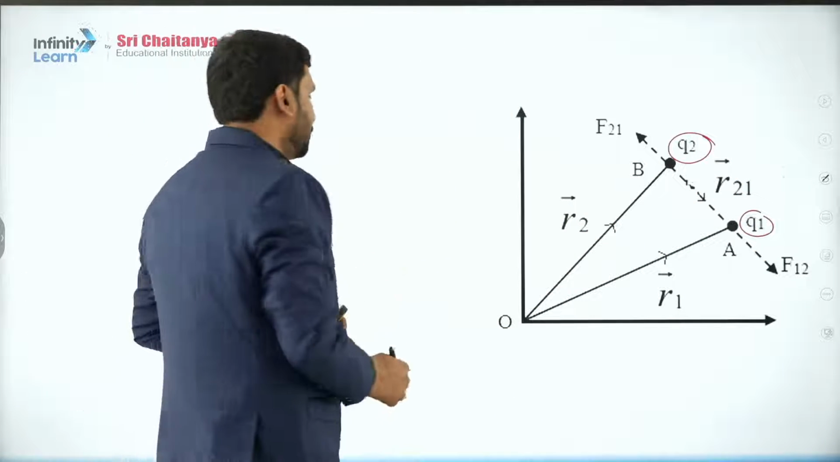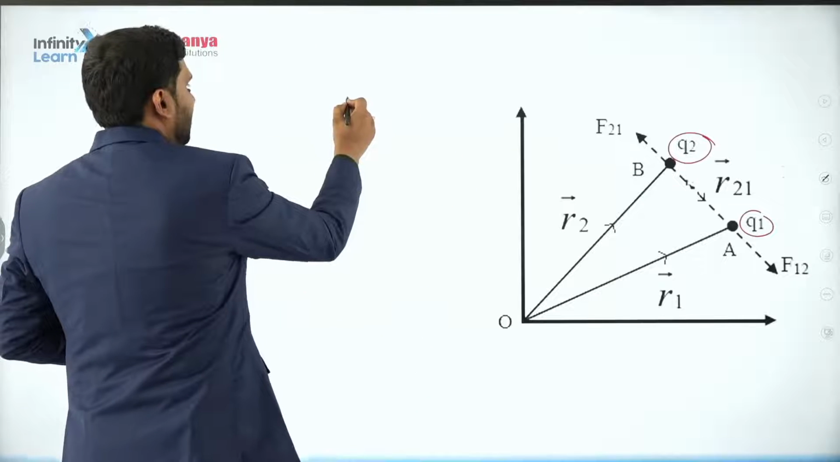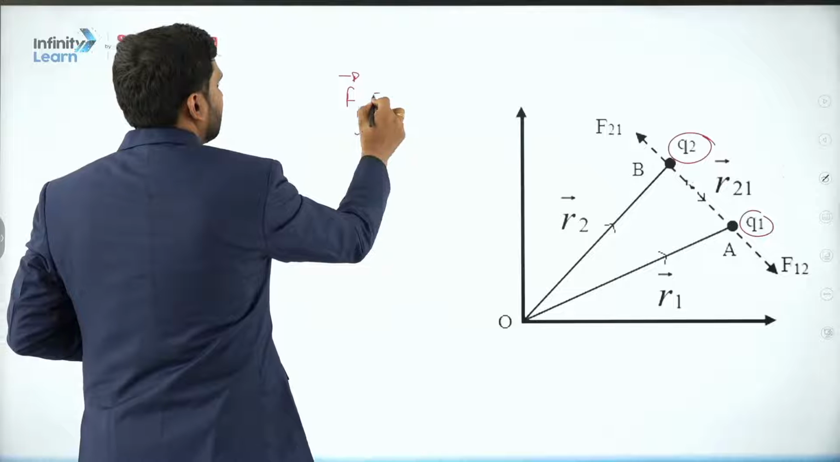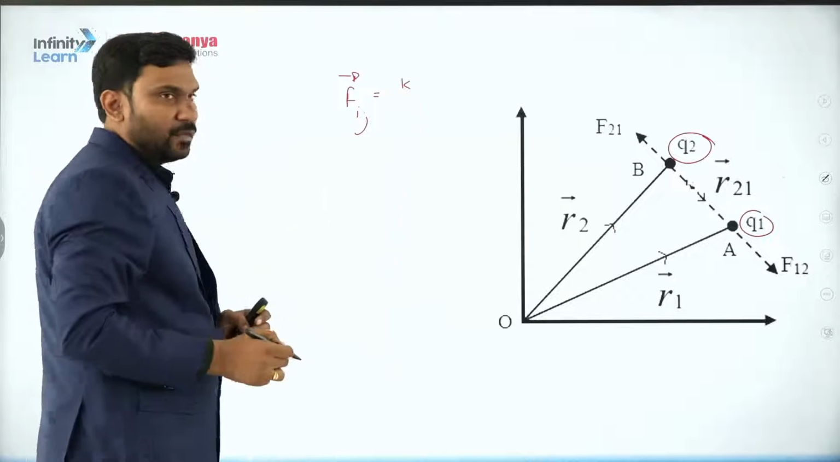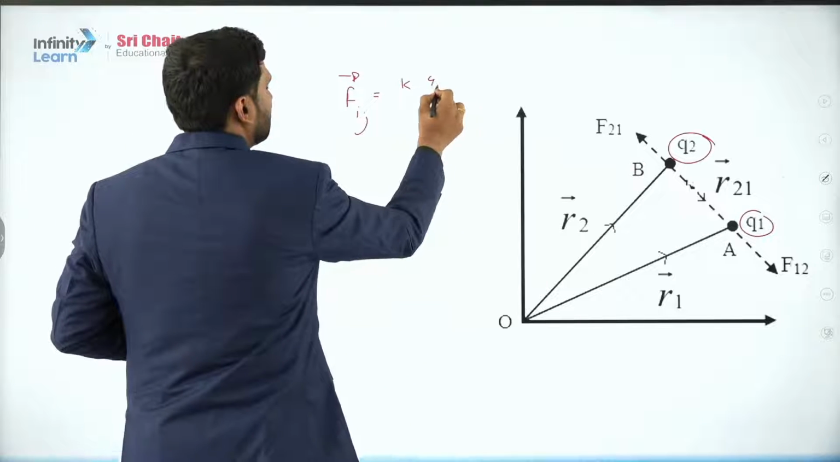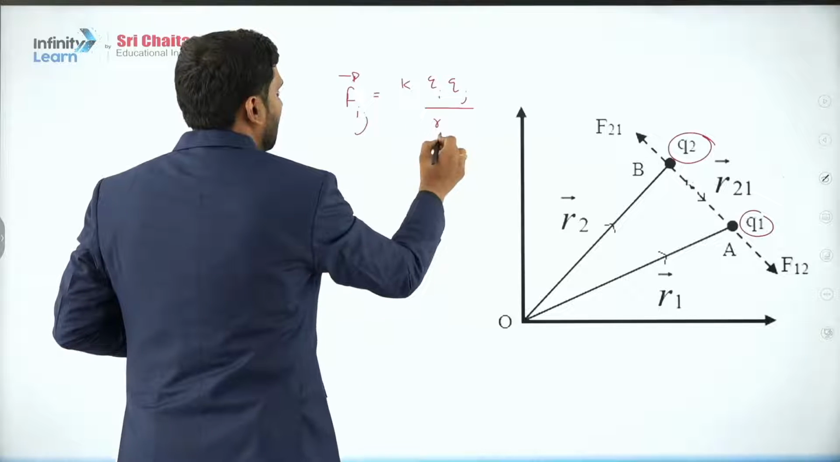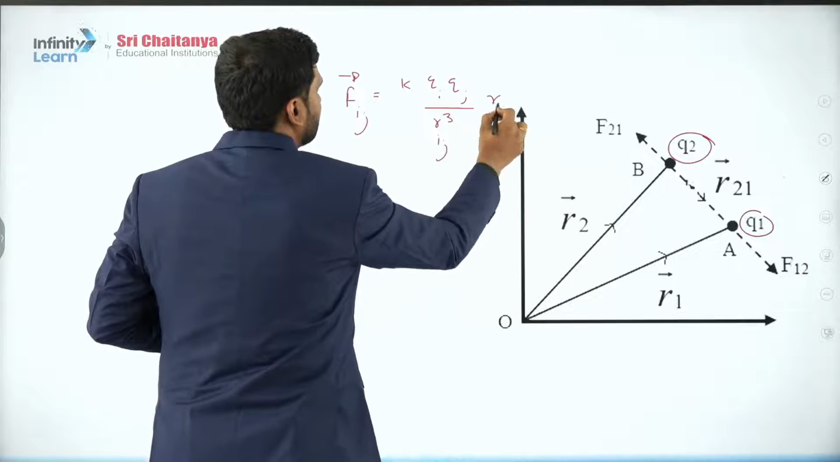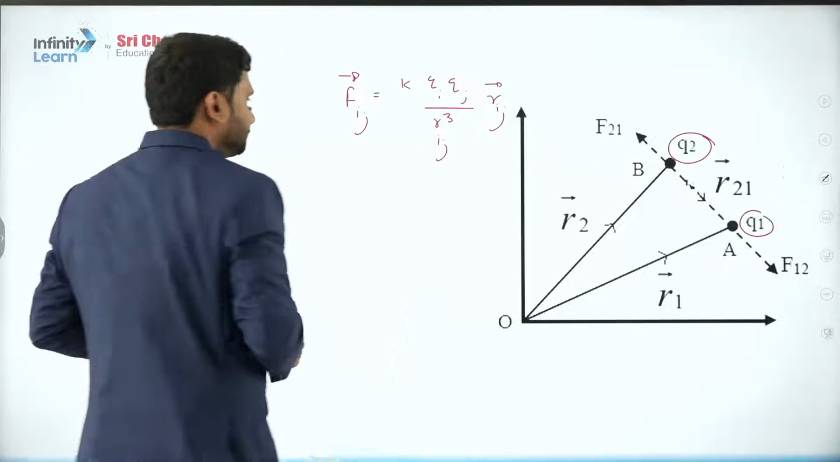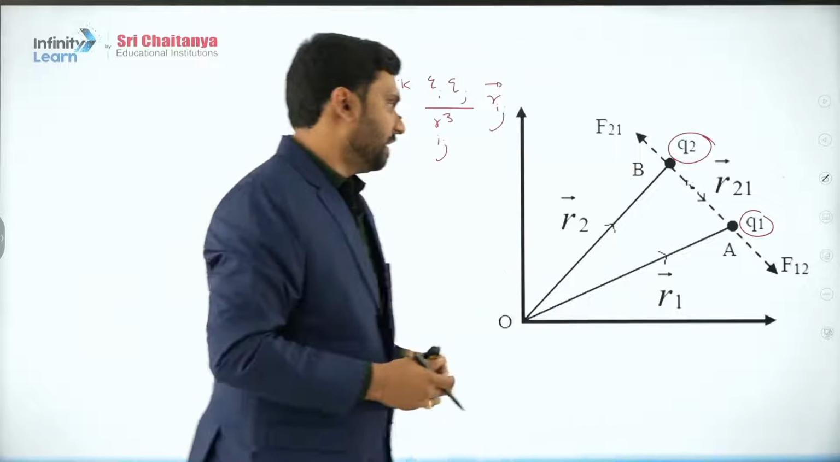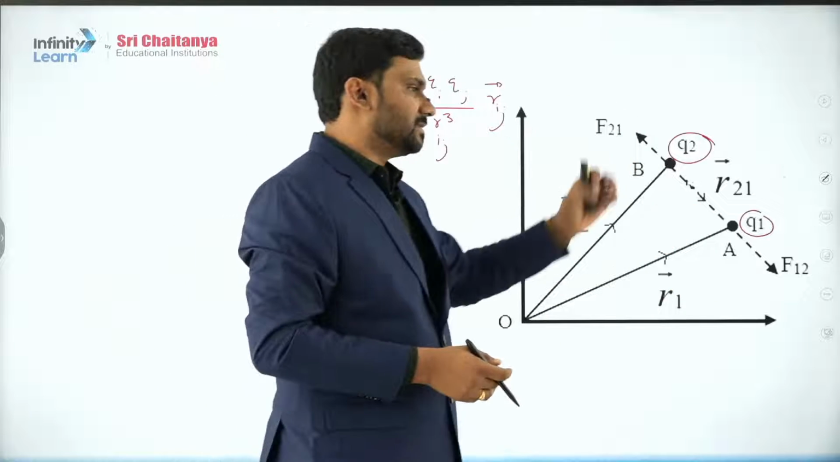So if I write vectorially, we can write F vector ij, k is 1 by 4 pi epsilon naught, all of you know, Qi Qj by Rij cube times Rij vector. As you can see here, they will form an action-reaction pair, and this action-reaction pair will cancel each other.